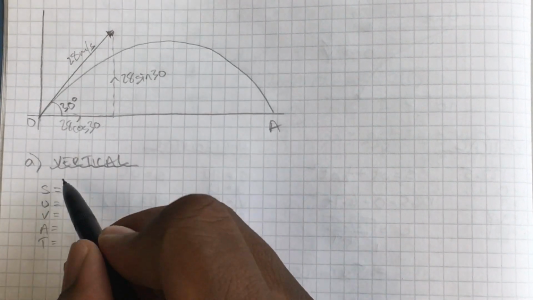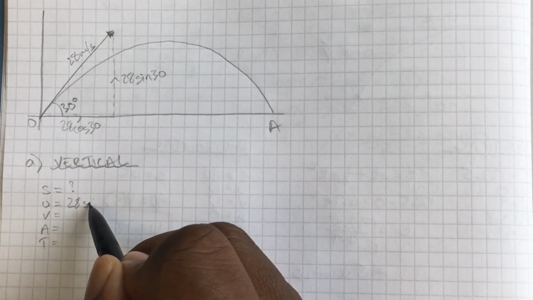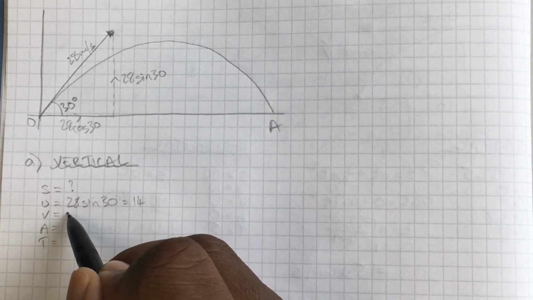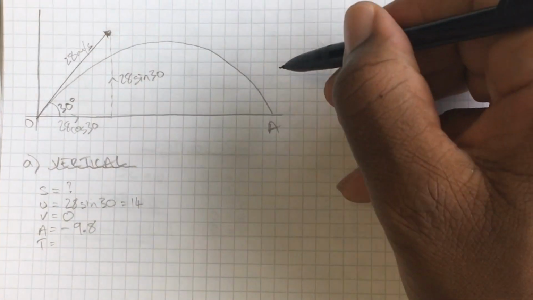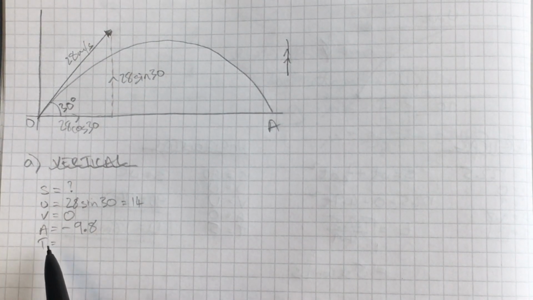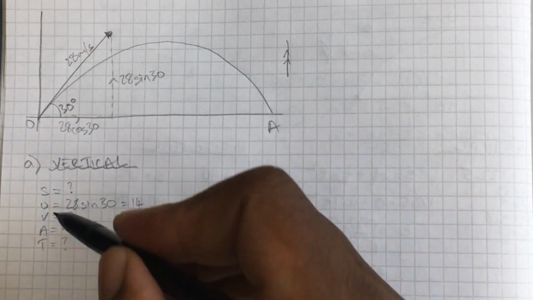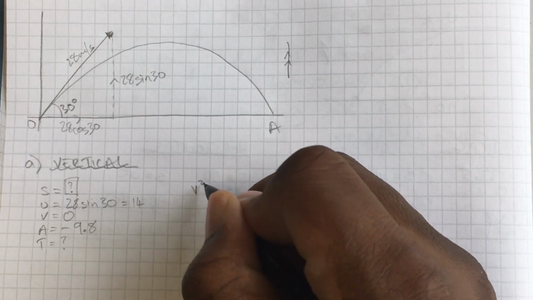First, I'll get those variables for the vertical motion. I don't know the displacement, but I know the initial velocity is 28 sine 30, which equals 14. Final velocity is 0. Acceleration is negative 9.8 because I've chosen up as my positive direction. And the time, I don't know the time for it to get to the highest point. But I'm looking for the displacement, so just choosing the appropriate formula.